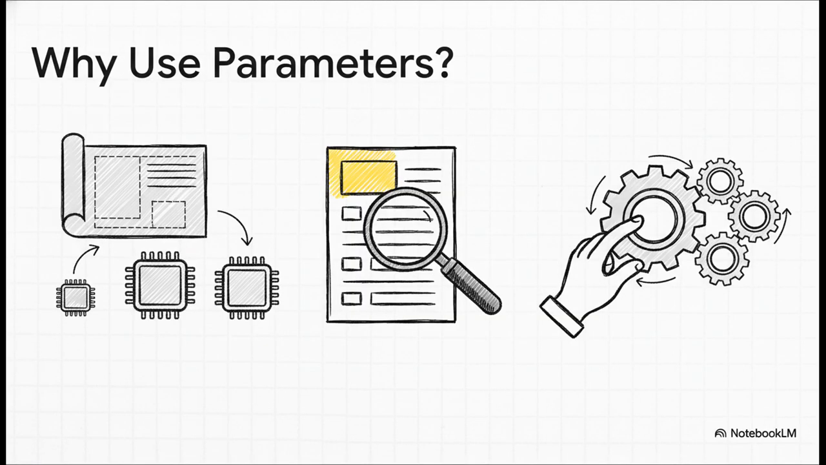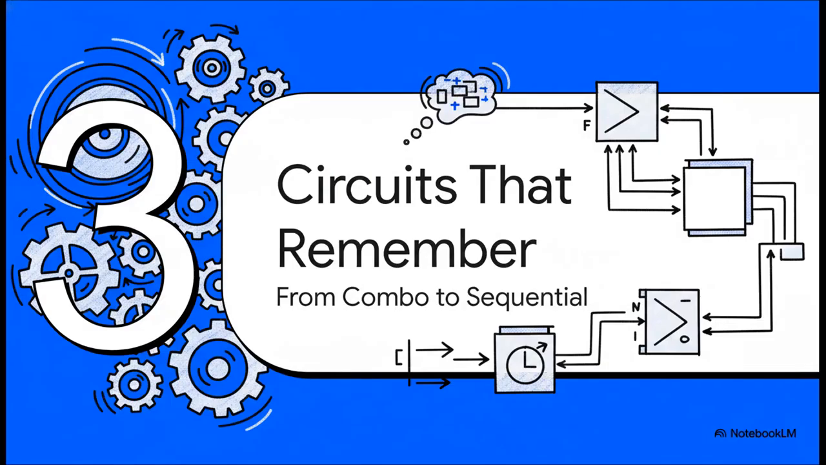So what's the payoff? By using parameters, our code becomes way more reusable, readable, and maintainable. All the important stuff you might want to change is defined right up top, making the whole design super easy to understand and modify. This isn't just a neat trick, it's really a fundamental principle of good hardware design. It lets us create these robust modules that can be used in a huge range of applications. Okay, so we've tackled flexibility. Let's move on to our second big challenge.